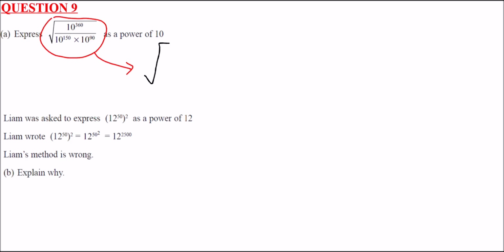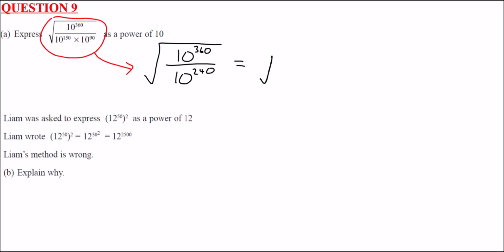So leave the square root thing alone for now. 10 to the 360 we can leave as it is, and that's all over 10 to the power 150 multiplied by 10 to the 90. We should know using the laws of indices that when the base numbers are the same, and we're multiplying them, we simply add the powers together. So as an overall power of 10, it's going to be 150 plus 90, which is 240. So on the bottom we've got 10 to the power 240. We'll square root it in just a moment.